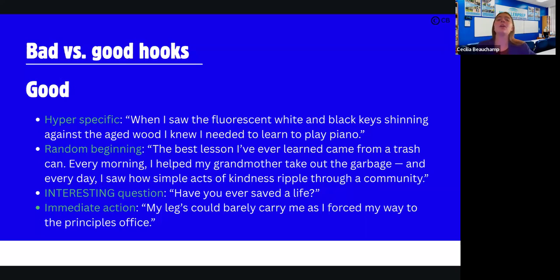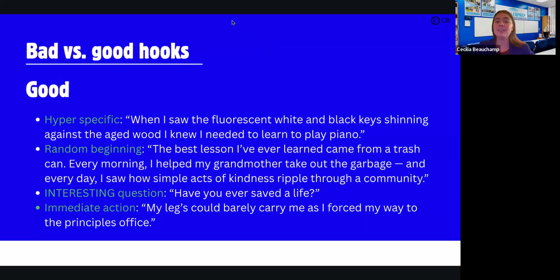So here's an example. When I saw the fluorescent white and black keys shining against the aged wood, I knew I needed to learn to play piano. And of course, you're like, piano, that's a generic topic. Sure, but this sentence is very specific and it's setting up a story and it's showing that this person really wants to play piano even when they saw a piano. That's an interesting and personal sentence.